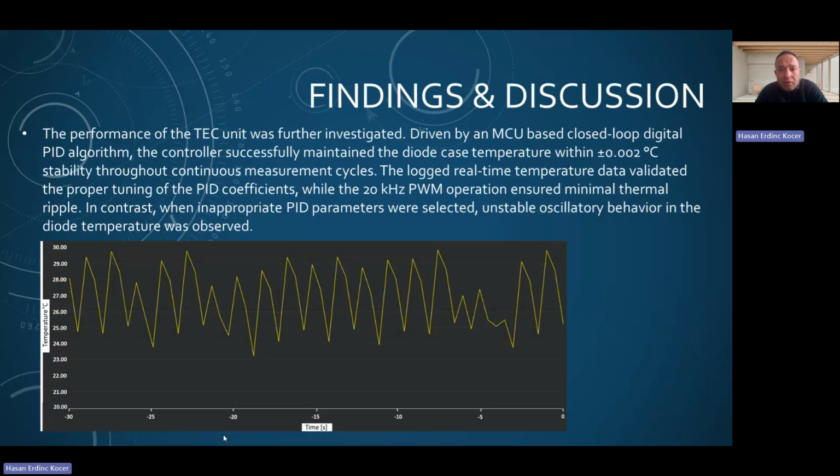Local real-time temperature data validated the proper tuning of the PID coefficients. 20 kHz PWM operation ensured the minimal thermal ripple. In contrast, when inappropriate PID parameters were selected, unstable oscillatory behavior in the diode temperature was observed. As you can see, the diode temperature was rippled during the time.